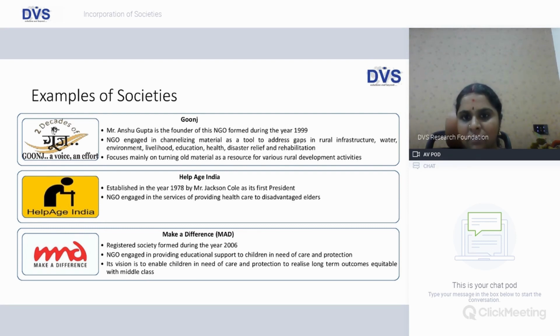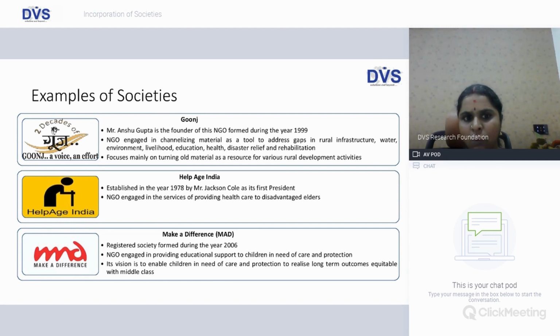And the interesting fact, friends, is that if you see their annual reports, they say that year on year, they've been turning old material into a resource for various rural development activities. In disaster relief, they consider poverty as one of the disasters, which they are addressing in the form of an NGO established in the year 1999. Again, this is a society registered under the Societies Registration Act.